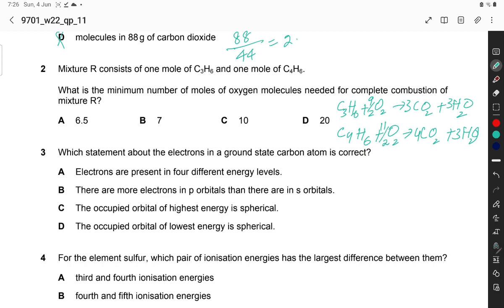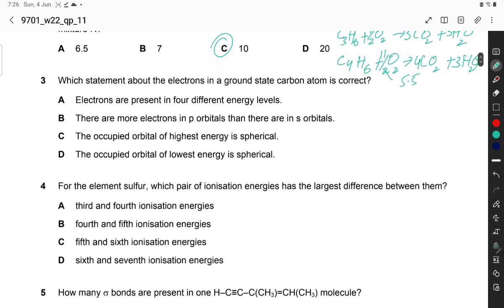So the total number of moles of oxygen is 9 divided by 2, which is equal to 4.5, and 11 divided by 2, which is equal to 5.5. So C option is correct. This is 4.5 and this is 5.5. So total minimum oxygen which is required, needed for complete combustion of mixture R, is 10.